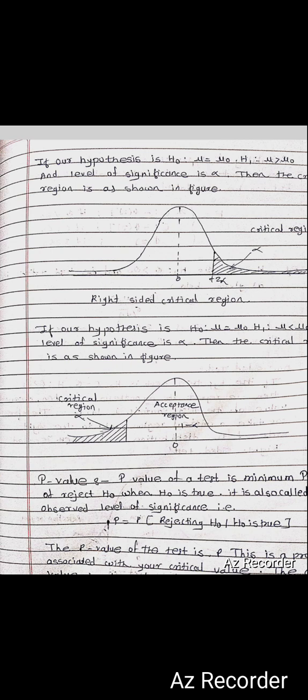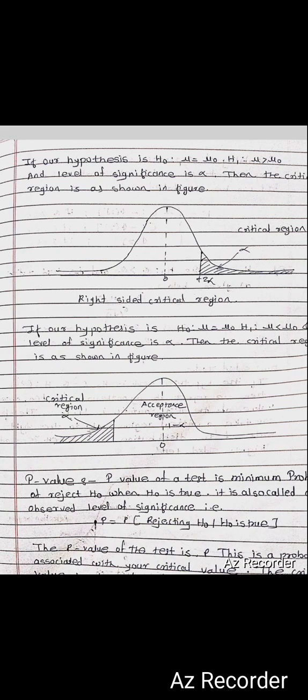So when mu is greater than mu naught, we show the critical region at the right hand side, and whenever mu is less than mu naught, we show the critical region at the left hand side.